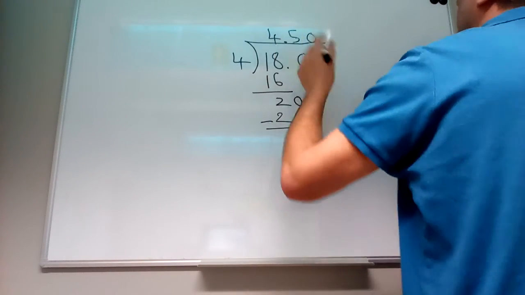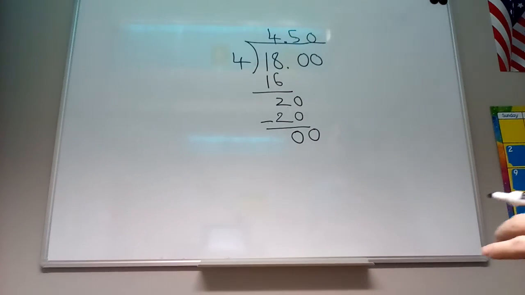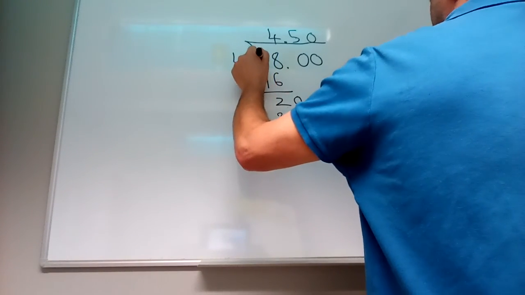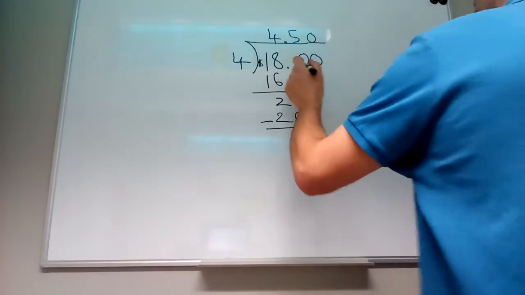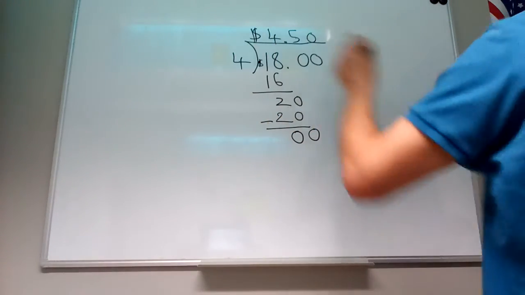Now, the truth is you wouldn't have to have that 0. Later on you'll learn that, but for now it makes sense to put the 0 there. You can understand that. Remember our dollar sign, if we were using dollars, it would go there. We just bring our decimal straight up, and it would cost each person $4.50.